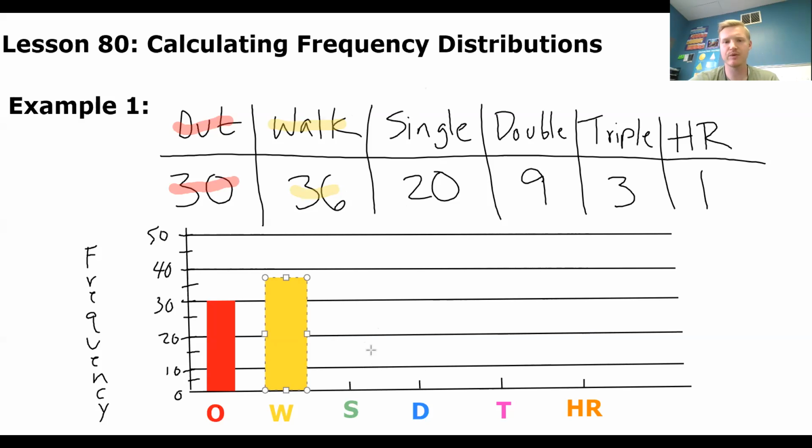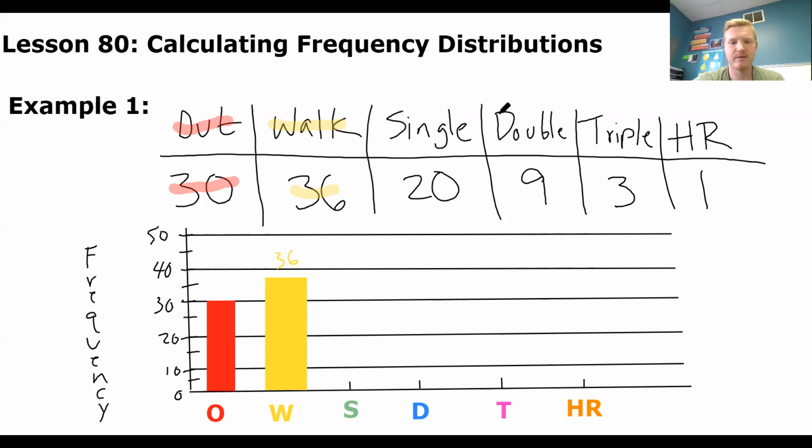And one thing you can do when you're creating bar graphs is you can always write your number on top, if it's kind of hard to tell like this one is. That's something very common you will see in bar graphs. So you can write your 36 above your walks. You could write a 30 above your outs.